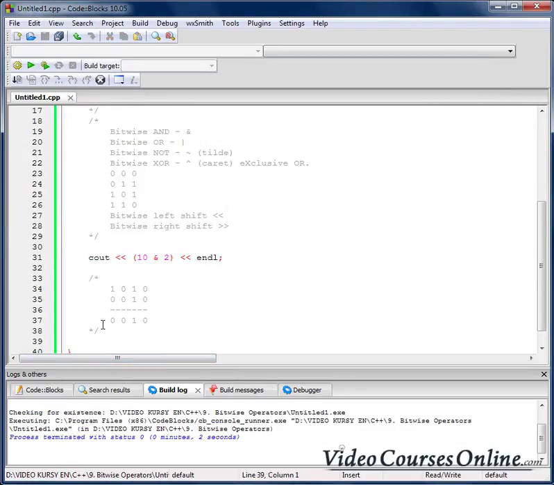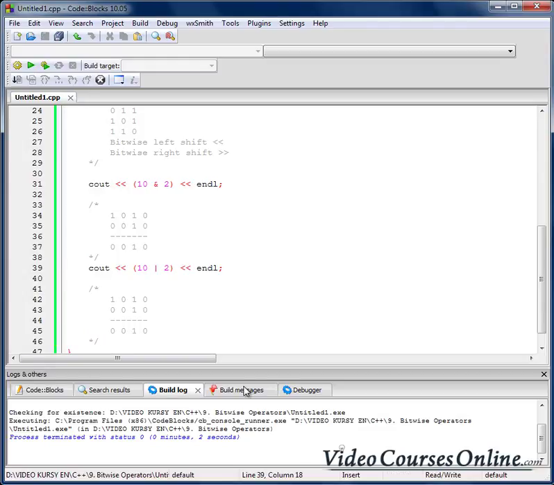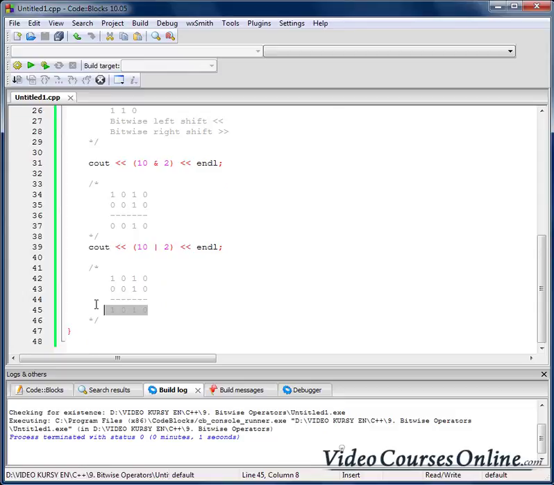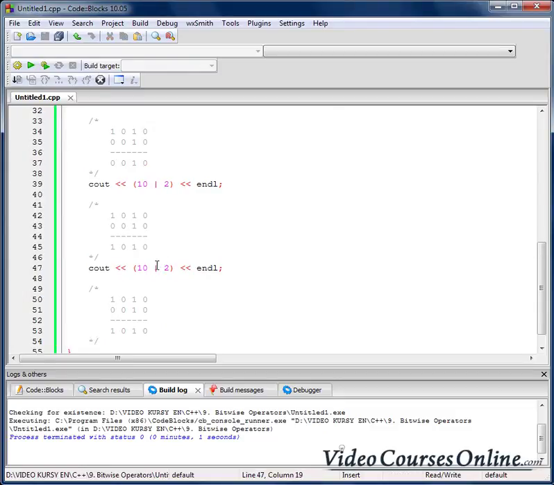Okay, now let's try the OR bitwise operator. The OR operator is working like what? It is false only when both arguments are false. So here is true, false, true, false. So the result is, as you can see, 10. It's working well.